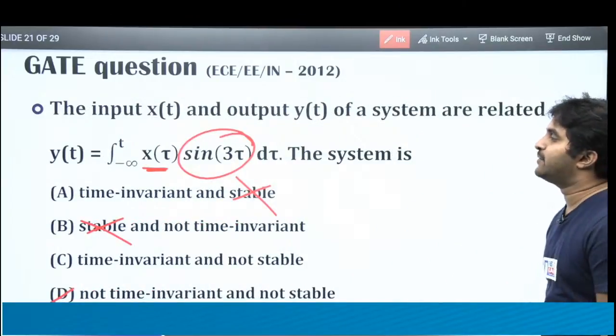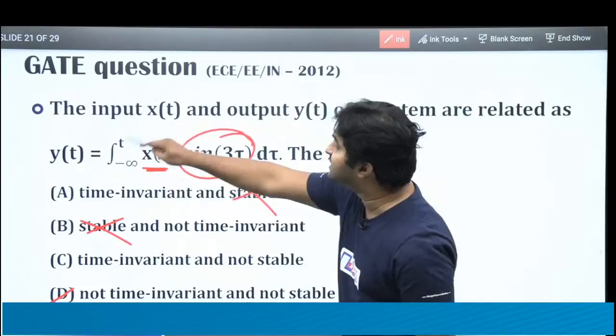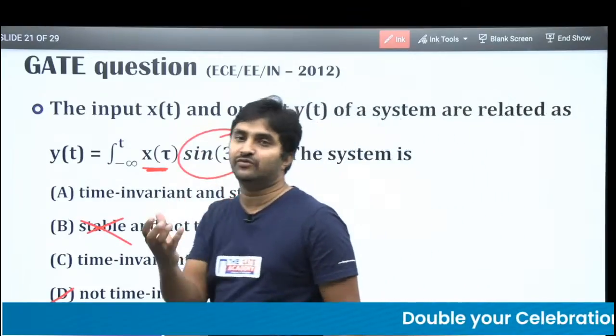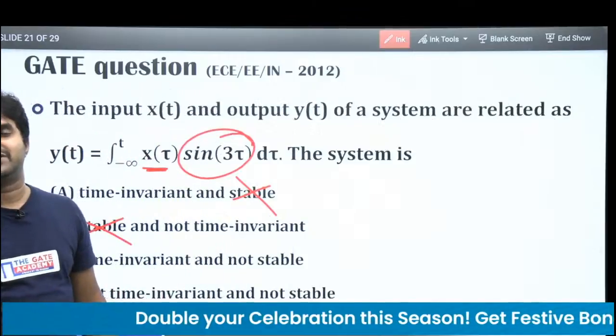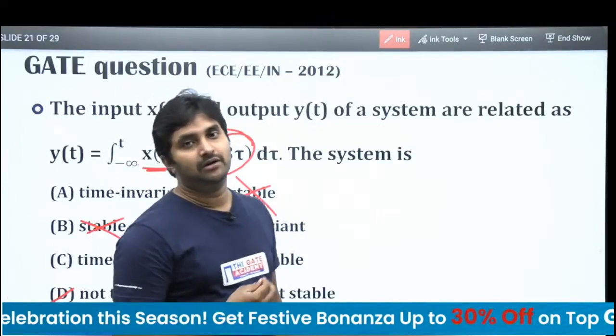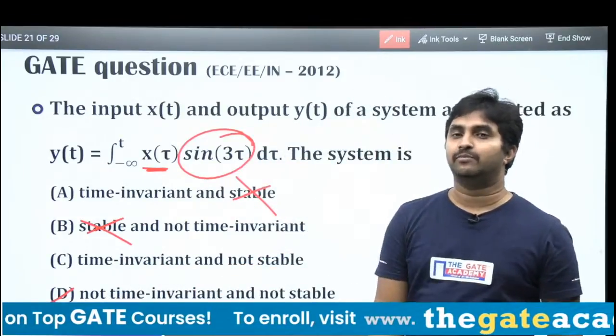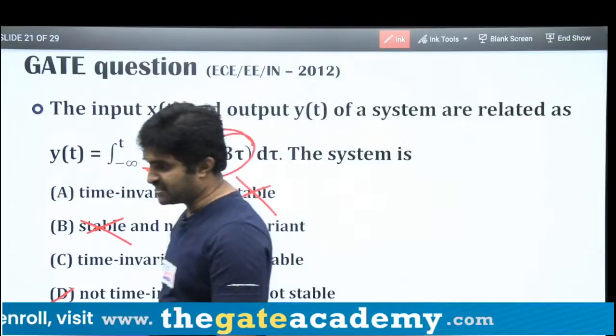It is unstable because it's an integrator. Whenever you are having an integrator, it's an unstable system. Second thing is that you are multiplying your input with some function of time. It is going to become a time variant operation, or it is not a time invariant operation. Is that clear?